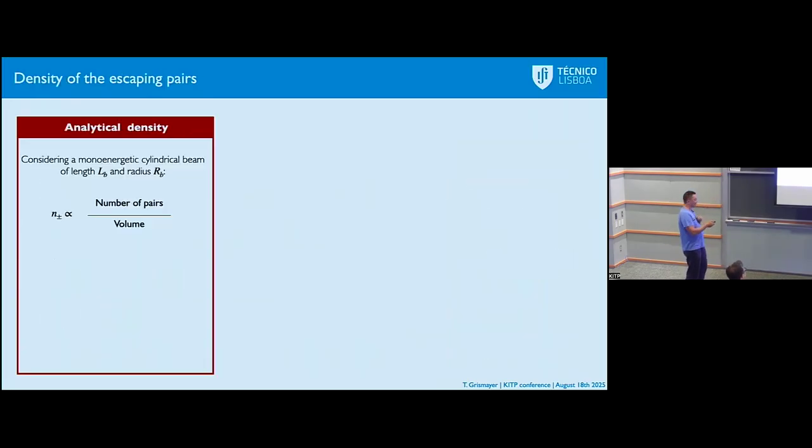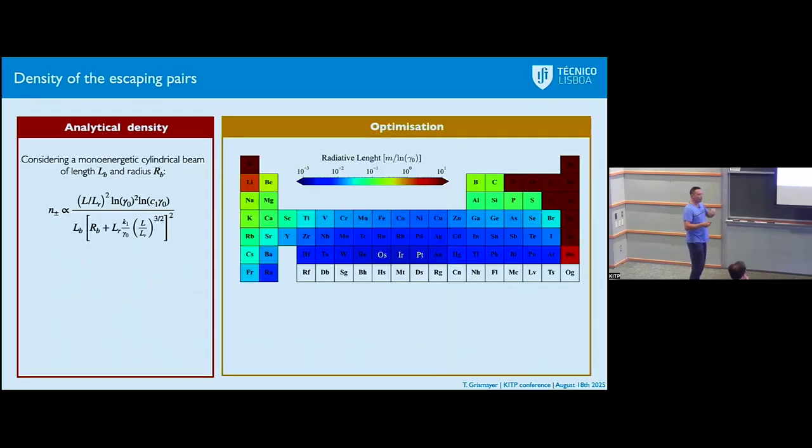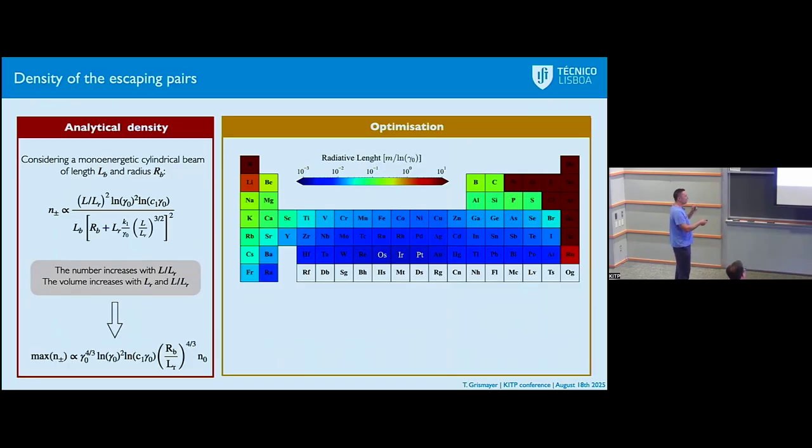Once again, we're going to do the same thing. We want to consider that we have this kind of cone at the exit. We know the angle, we know the radius, and we can calculate exactly the density of the pair plasma. We can even derive this and find that the number increases with L over R, but the volume also increases with R, so there's a maximum density that is given by this.